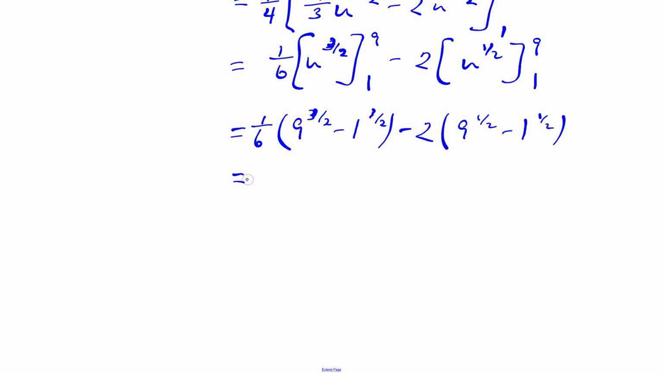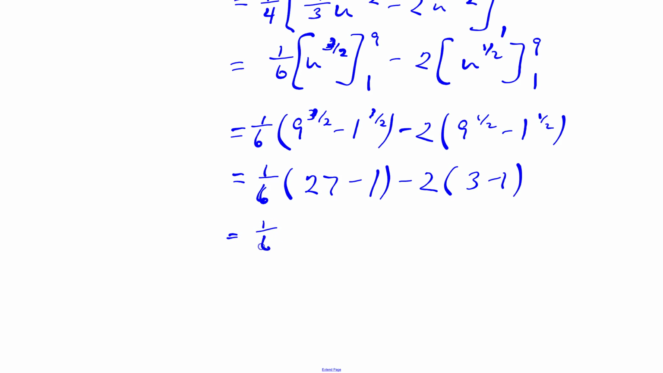And excellent, I'm figuring this out as we go. We've extended the page quickly. So we've got 1/6 times 9 to the 3/2. Well, 9 to the 3/2 is 9 to the 1/2 cubed. 9 to the 1/2 is 3, and 3 cubed is 27. 1 to any power is 1, minus 2 times the square root of 9, which is 3, square root of 1, which is 1. And so this simplifies to 1/6 times 26 minus 2.